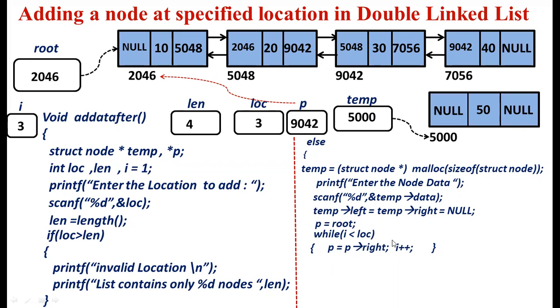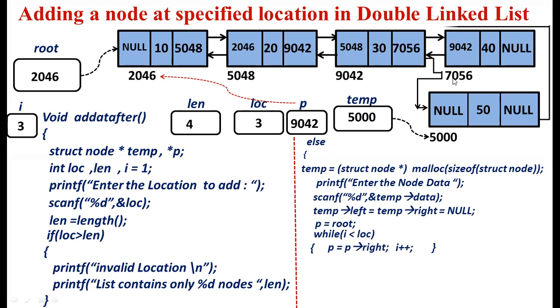Now here our P is pointing to this particular location. So finally we have to establish the connection. Why? Because our P is pointing to the specified location where we have to add the node, and our new node is also ready. So now this node should point to this, and this should be pointed here. So here we have to make these pointers like this.